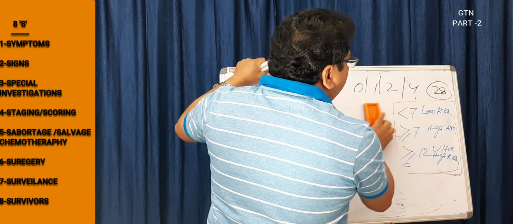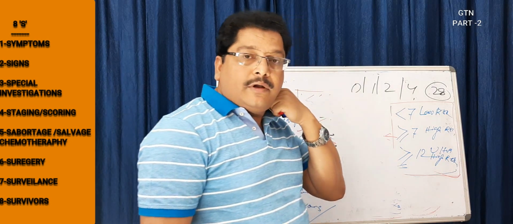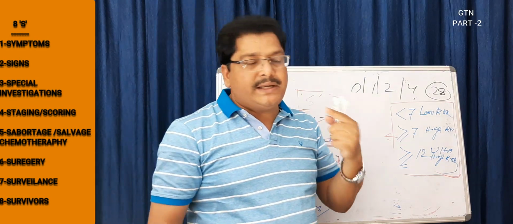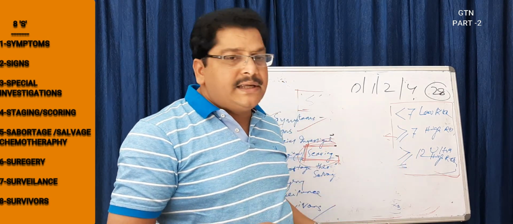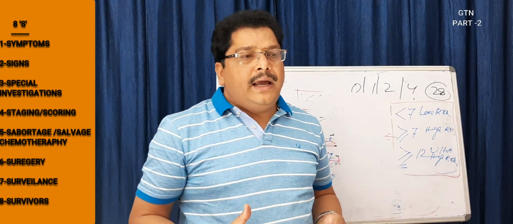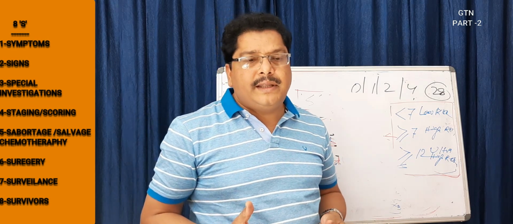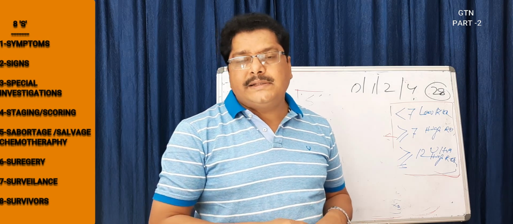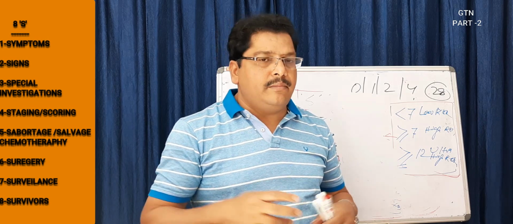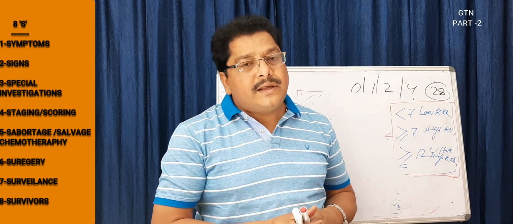Then something on the ultra high risk, when the score is 12 or more. In those cases, we cannot go for the upfront chemotherapy because the patients are very sick and the tumor volume is more. If we give chemotherapy, there will be a lot of lysis of the cells and a lot of tumor necrosis factors, and the patient cannot handle that volume, and ultimately we may lose the patients.